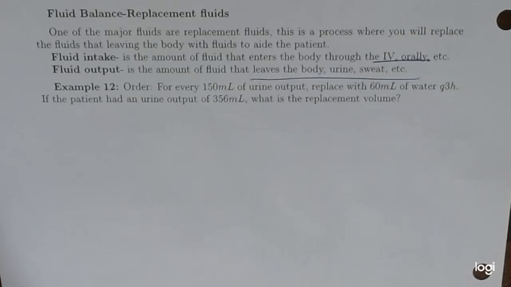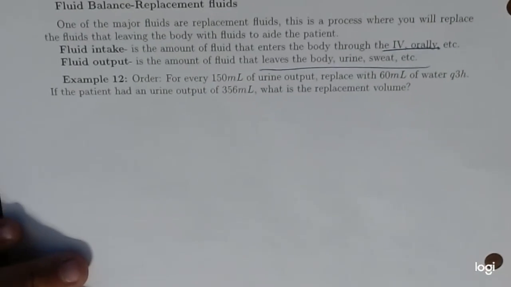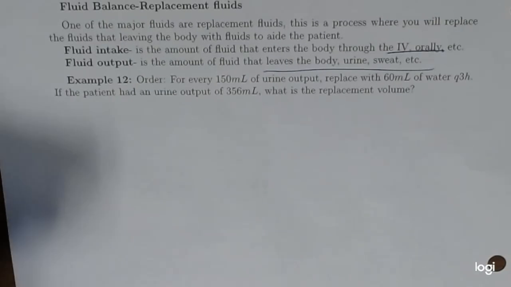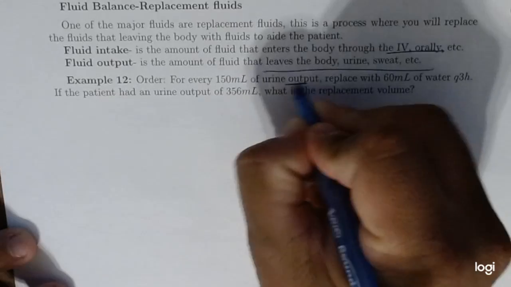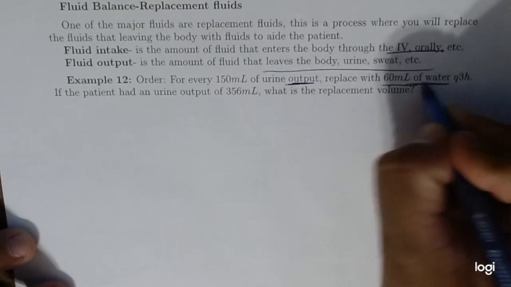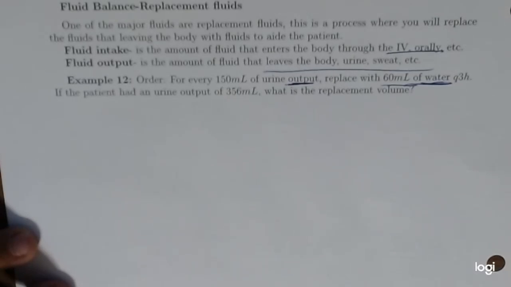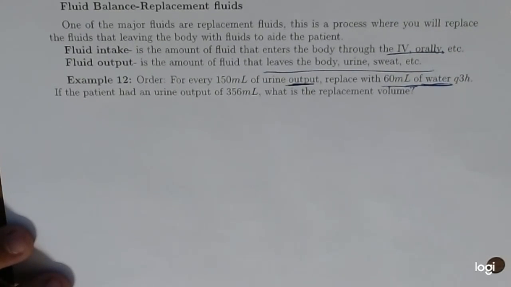So in most cases, we're going to figure out here. Obviously, you want more input than output, right? Because you don't want the patient to dehydrate. So the easiest way to deal with it is always label as best you can. Okay? So let's just try this example so you can see what I mean by labeling. So the order says for every 150 milliliters of urine output, replace with 60 milliliters of water per 3 hours.